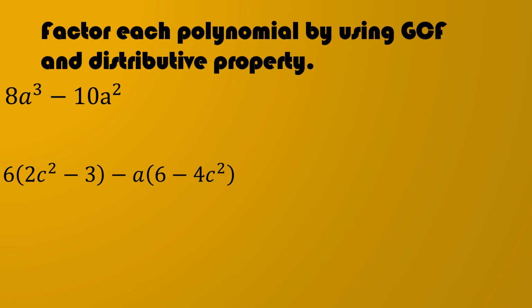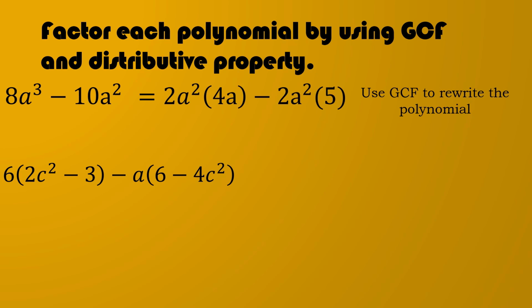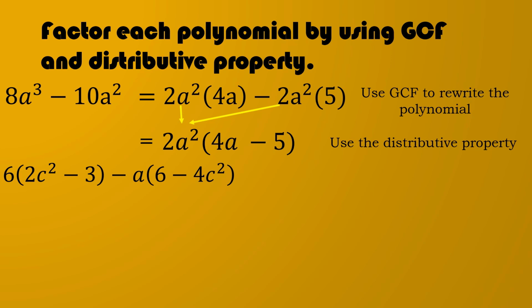8a cubed minus 10a squared. First step, using the GCF, which is 2a squared, we can rewrite the polynomial as 2a squared times 4a minus 2a squared times 5. Then, we will factor out the GCF using distributive property. Our final answer is 2a squared times quantity 4a minus 5. If your answer is this, you are correct.